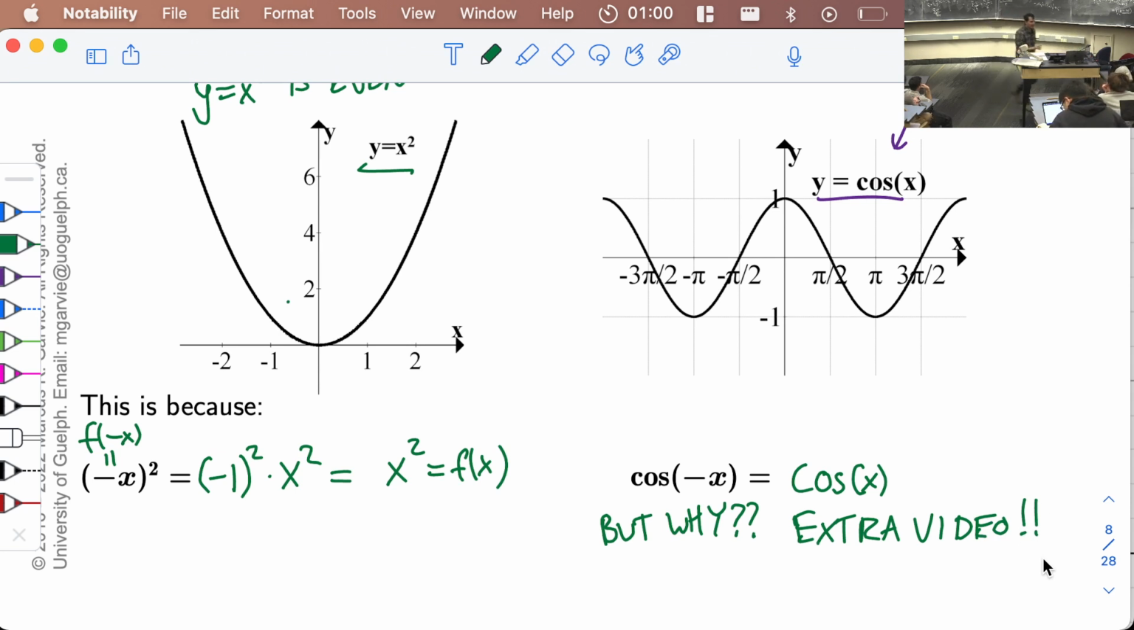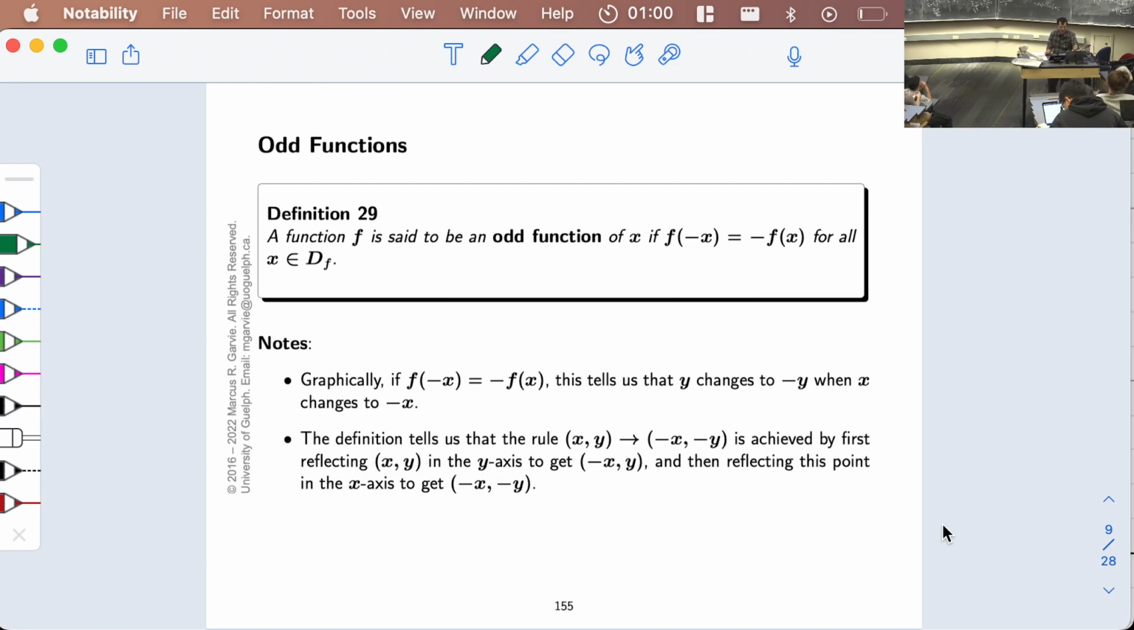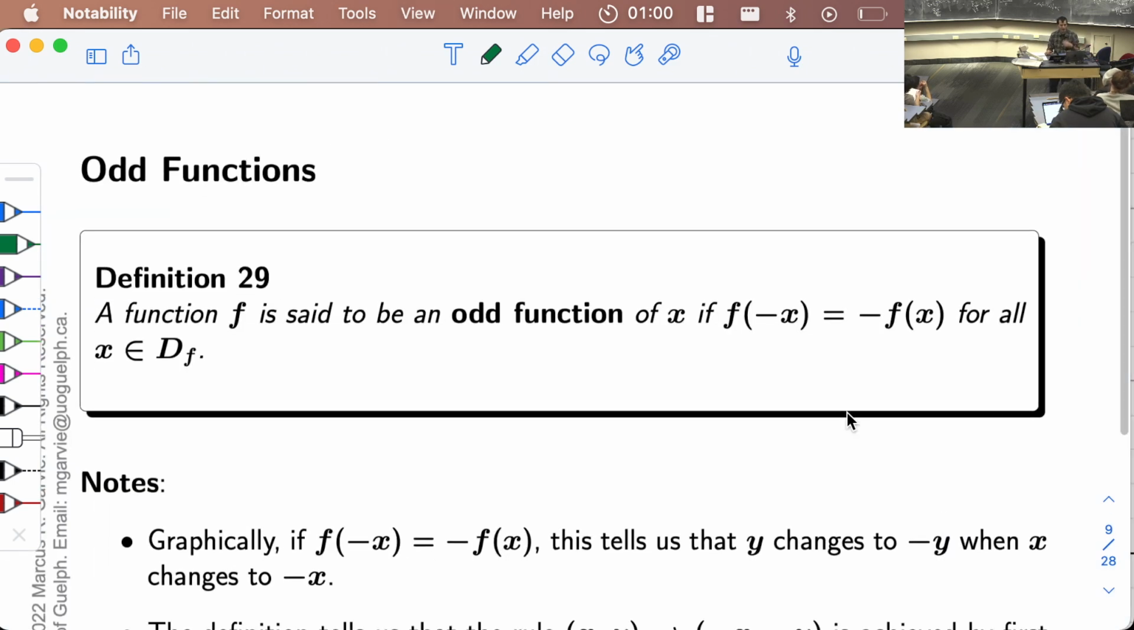The reason is I want to get to, we had even functions. What is the arch nemesis of the even functions? The odd functions. Okay, what are the odd functions? Again, it's a type of symmetry. It's slightly different. Instead of f of minus x being equal to f of x, it's negative f of x. So there's this extra important negative sign in front. f of minus x is no longer f of x, it is negative f of x.